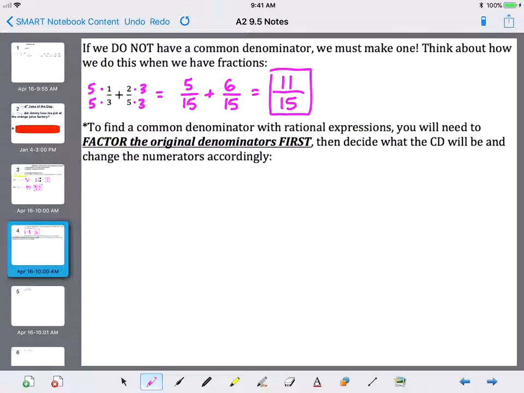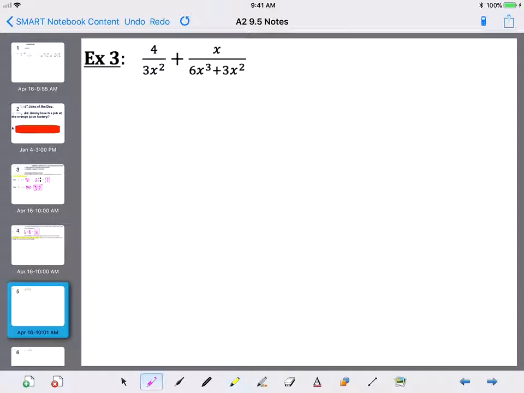So the same idea still holds when you're looking at rational expressions. Really important. Your first step is always to factor the original denominators. Then you can figure out what your common denominator will be, and you can multiply both the numerator and the denominator to get that. All right, so let's look at example 3.